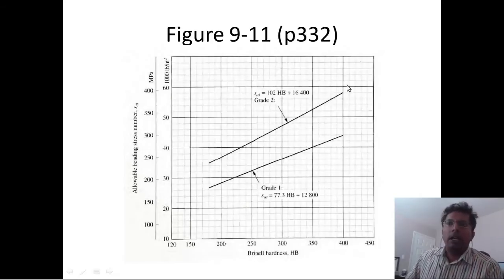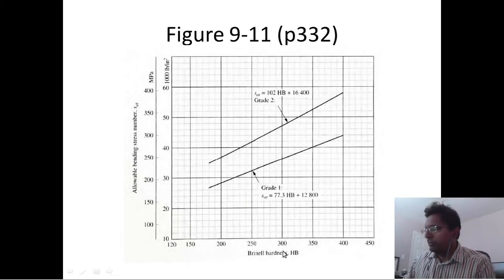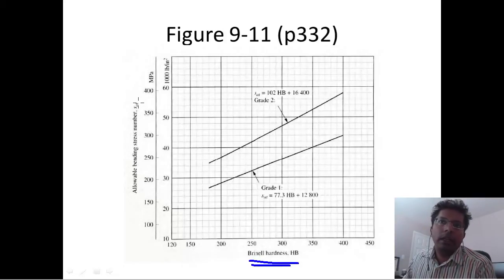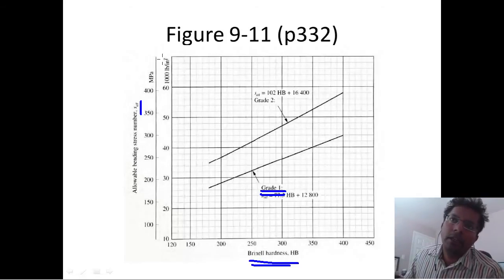If we look at this, you have the Brinell hardness number over here, and this one is for the allowable bending stress, SAT. What you typically do is pick grade 1. It's a weaker material. Grade 2 is more expensive, so you need more processing. So you always pick the lower line, grade 1. This axis is in kilo PSI: pounds per square inch, multiplied by 1000.